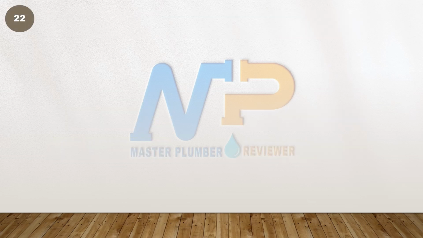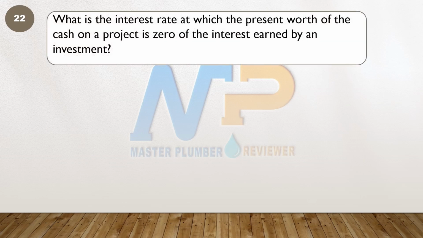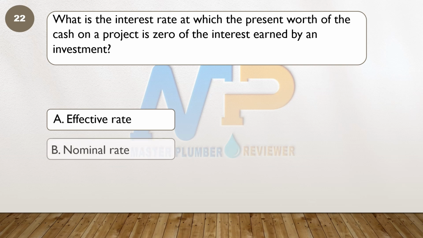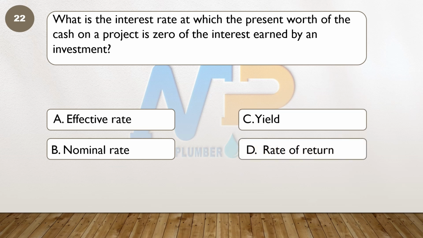Number 22. What is the interest rate at which the present worth of the cash on a project is zero, or the interest earned by an investment? A. Effective rate, B. Nominal rate, C. Yield, D. Rate of return. The answer: it's D. Rate of return.